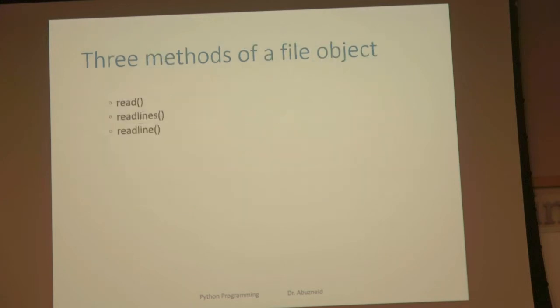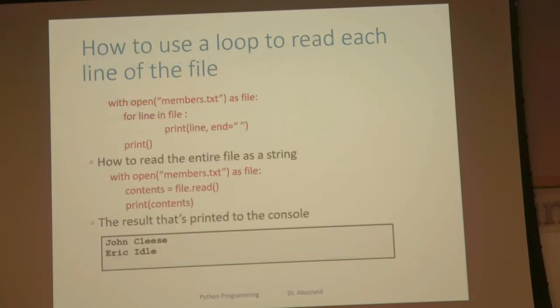Okay. All right. There are three methods of a file object. There is read, and there is readlines with an s, and there's readline, and they work differently. Read the whole file, or read lines, and readline. So let's take a look at how they work. So how we can use a loop to read each line of a file. Usually when you look at a file, the file is built of what? When you look at any file, okay, this is a file.